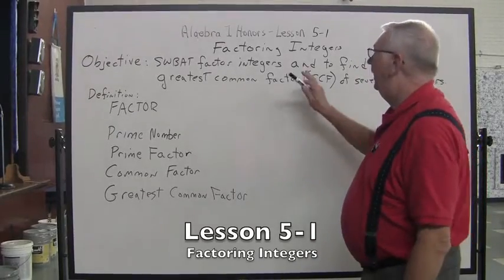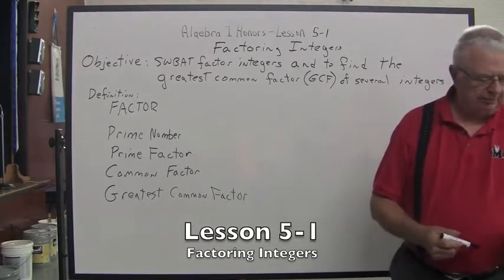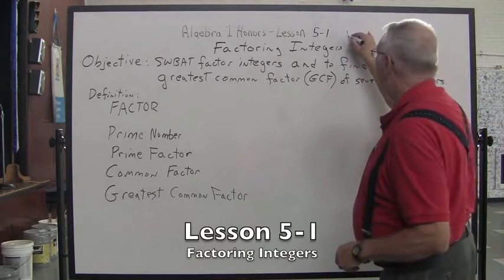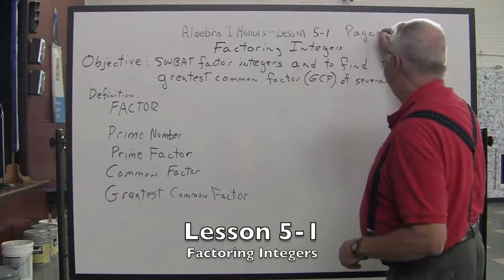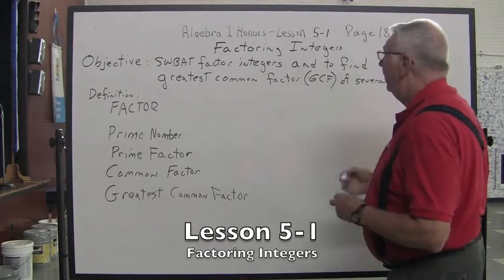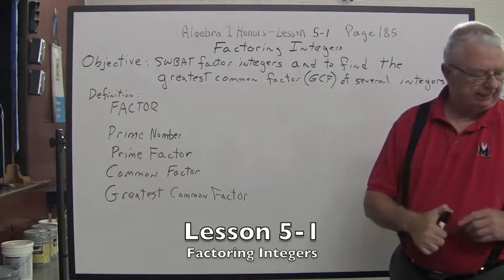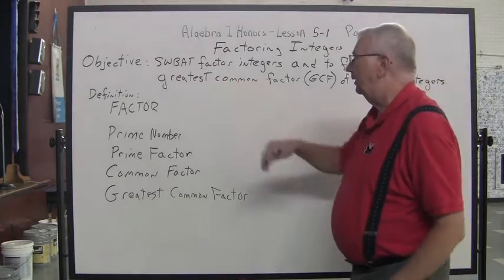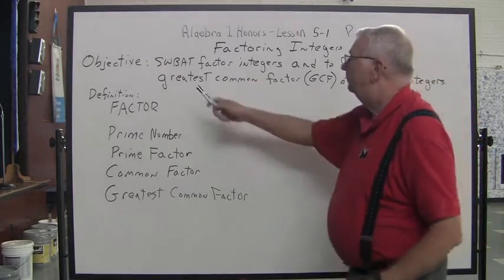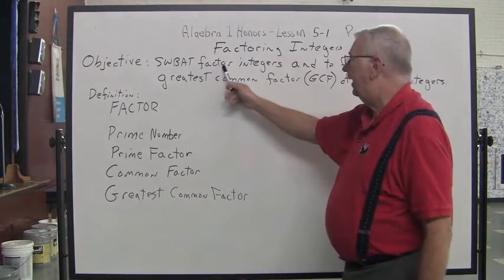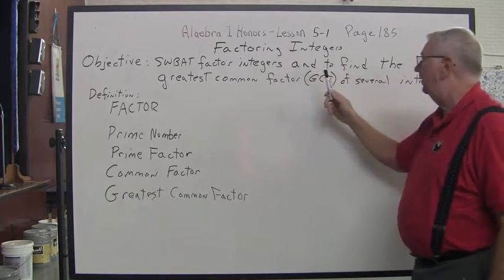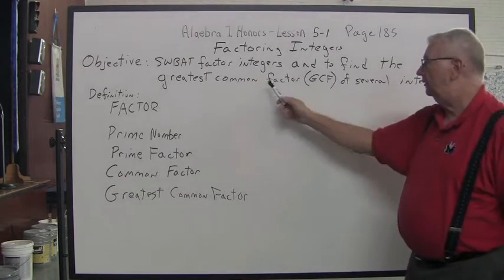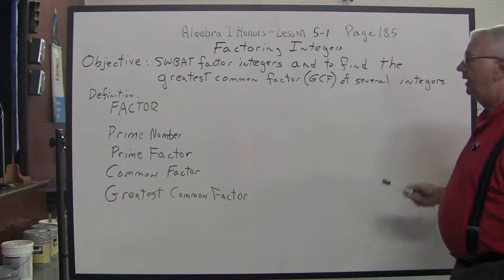Okay, now we're looking at lesson 5-1, which is page 185 in the textbook, and it's titled Factoring Integers. Let's look at the objectives that they have for it. The student will be able to factor integers and to find the greatest common factor of several integers.